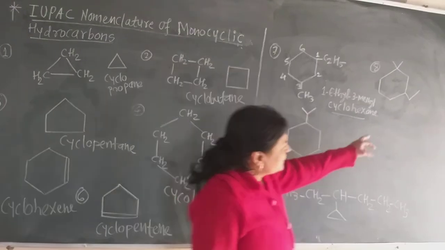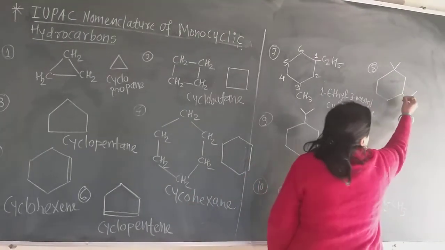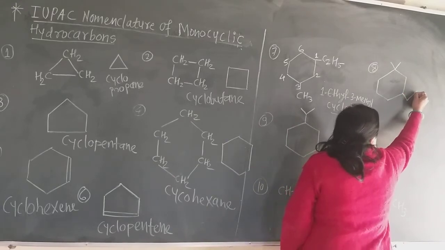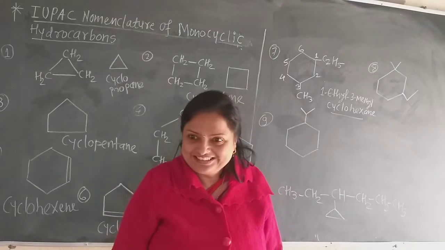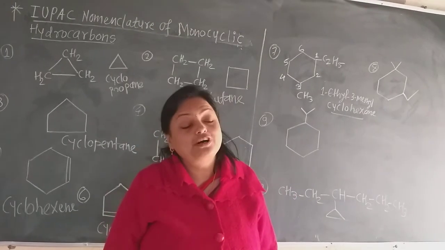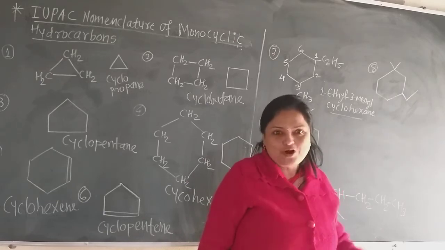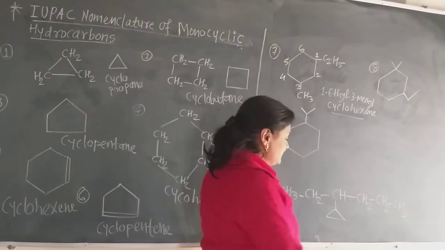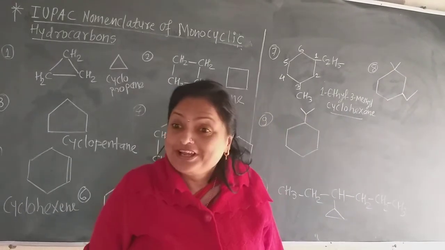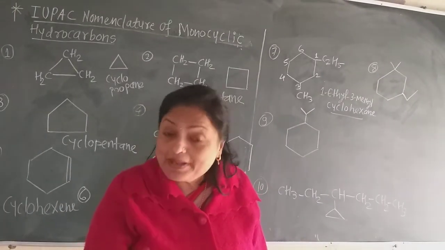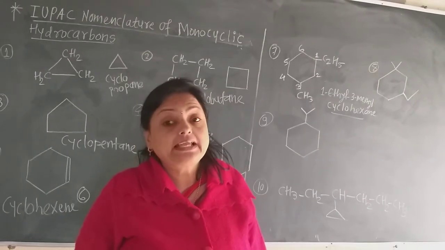Now see this compound. This is also cyclohexane. But what is this? This is CH2, CH3, that means ethyl group, as we show in the bond line formula. Now this is ethyl, and what are these two? Two methyl groups. Now remember the next rule to give the IUPAC name of the monocyclic.